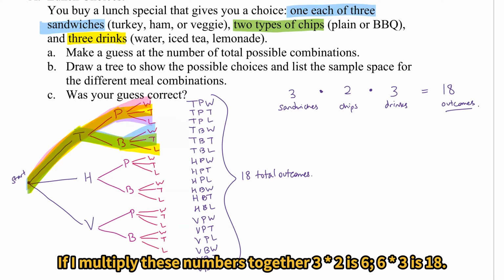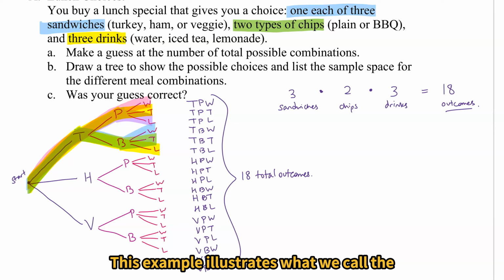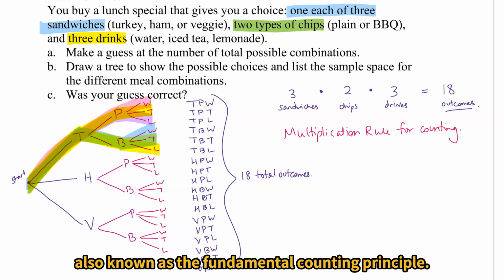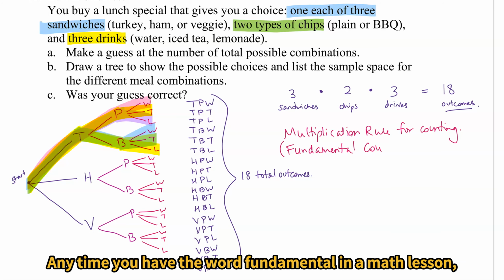This example illustrates what we call the multiplication rule for counting, also known as the fundamental counting principle. Anytime you have the word fundamental in a math lesson, it's a pretty big deal.